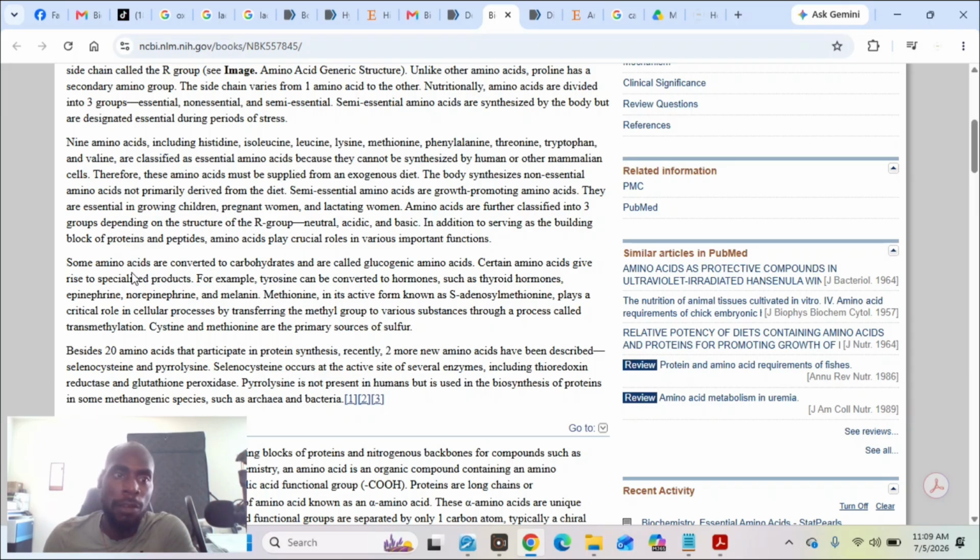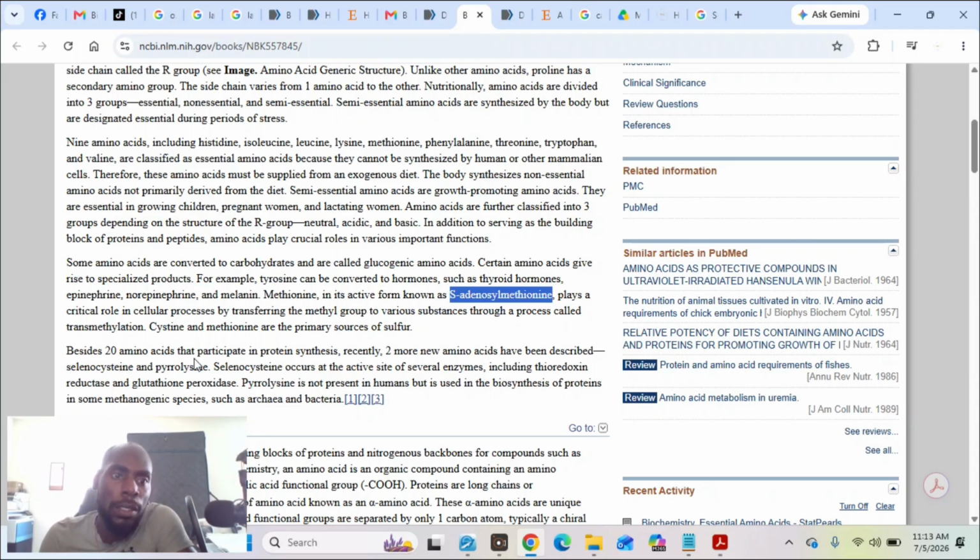Certain amino acids give rise to specialized products. For example, this is an amino acid, this is tyrosine. It can be converted into hormones, such as thyroid hormones, and the thyroid is responsible for metabolism. I think the thyroid and, I would say, the liver or the kidneys are intertwined as far as metabolism goes.